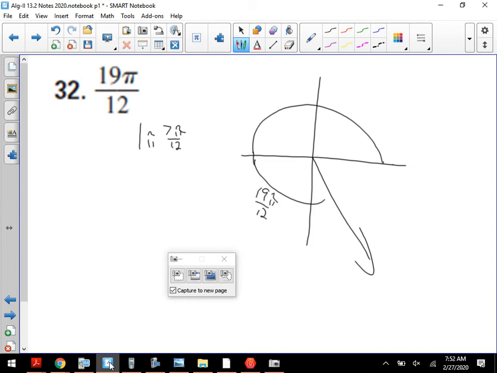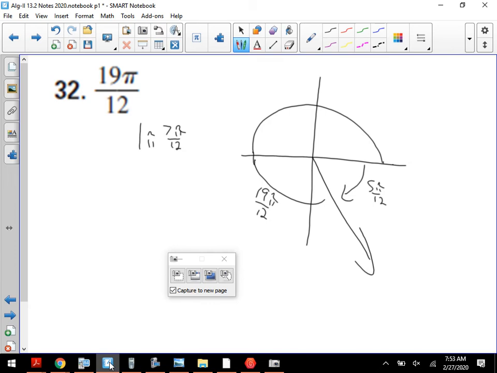Now, what I was asking you to do was write down how much further you have to go to get to the x-axis. Your reference angle here would be 5 pi over 12. I'm just getting you in the habit of doing that. This is all practice to write that out. Does that make more sense?